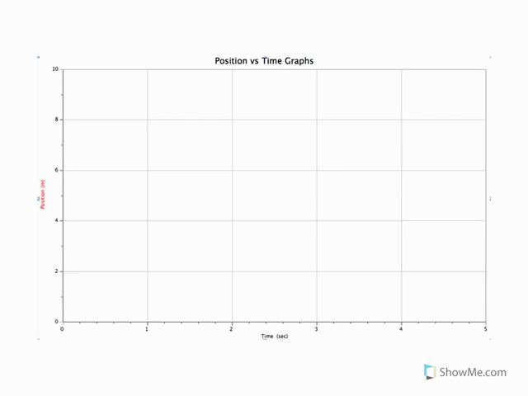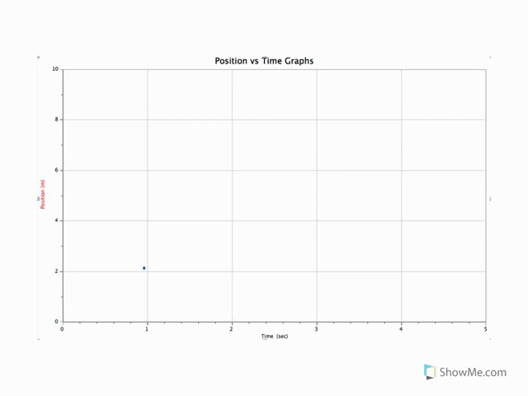So that means that I would have a dot at the origin, and then let's say that we're traveling 2 meters every second. Since time is on the x-axis, at 1 second I know that I'm at 2 meters. The position is on the y-axis, so I'm going to put a dot at the 2 meters and the 1 second.